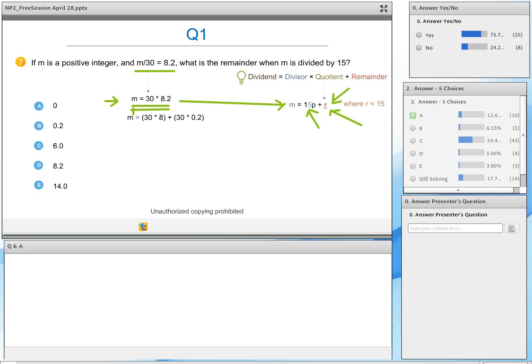How do I do that? I simply say 30 into 8.2 is equal to 30 into 8 plus 30 into 0.2. So I'm simply simplifying that equation. Now I rearrange these terms so that I get one term as a multiple of 15 and the other term as not a multiple of 15. Upon rearranging I get m is equal to 15 into 2 into 8 plus 6. Therefore r is equal to 6, and that's why choice C is the correct answer over here.